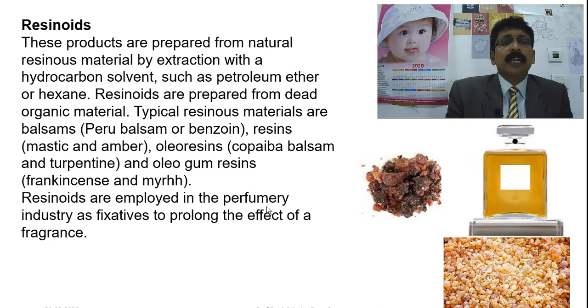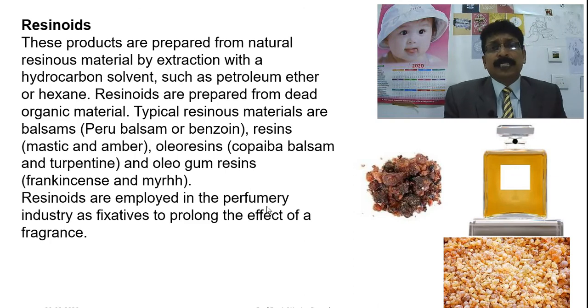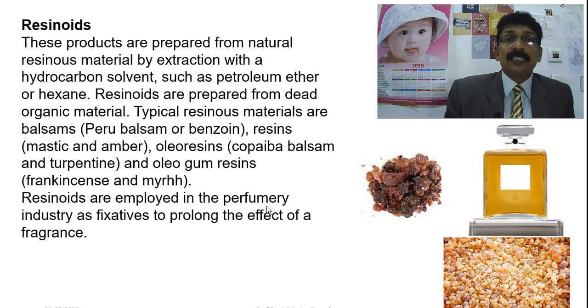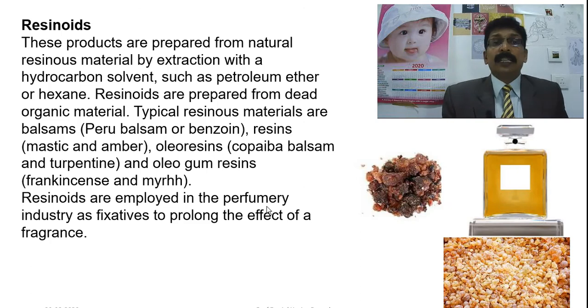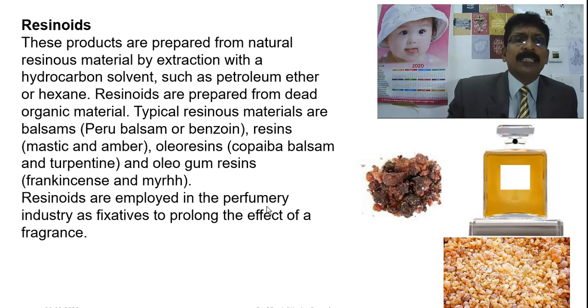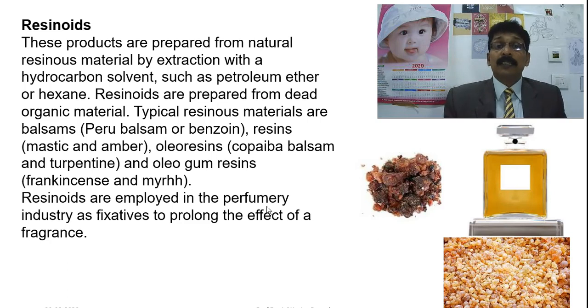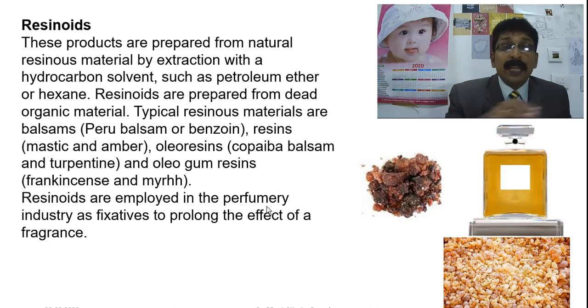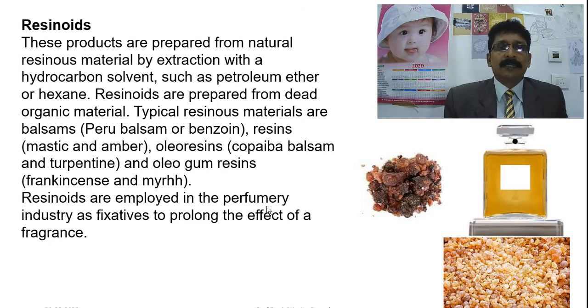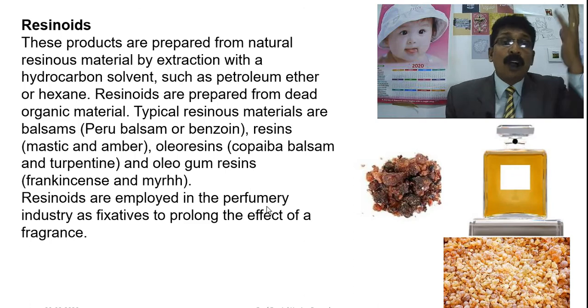And resinoids: these products are prepared from natural resinous material by extraction with a hydrocarbon solvent such as petroleum ether or hexane. Resinoids are prepared from dead organic materials. Typically resinous materials are balsam, pearl balsam or benzoin, resin, mastic and amber, oleoresin, copaiba balsam, and turpentine and oleo gum resins, frankincense and myrrh. Resinoids are employed in the perfumery industry as fixatives to prolong the effect of fragrance.